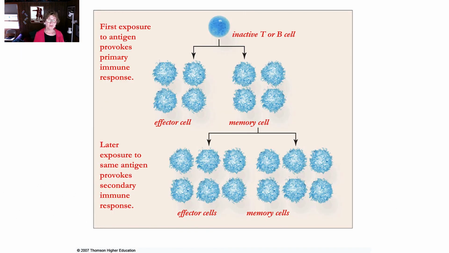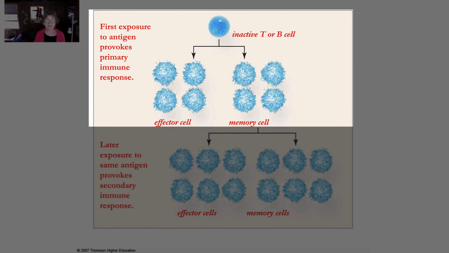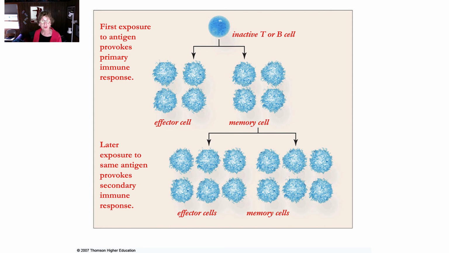So let me just review this. The first exposure provokes a primary immune response. So you have your inactive T cells or B cells dividing into effector cells that are going to have the effect of destroying the pathogen or antigen. And then you have memory cells. Once that primary immune response has destroyed the infection and you've cleared it, then you have, moving around your body, these memory cells.